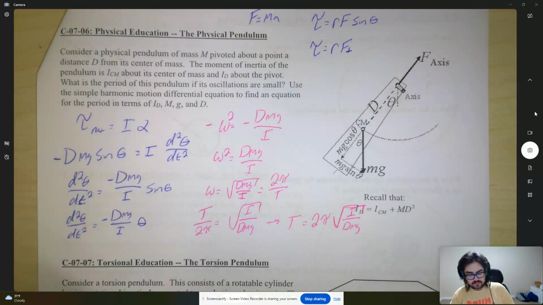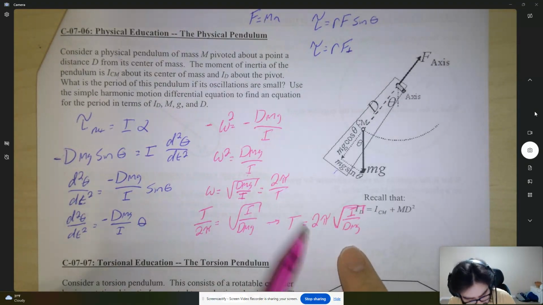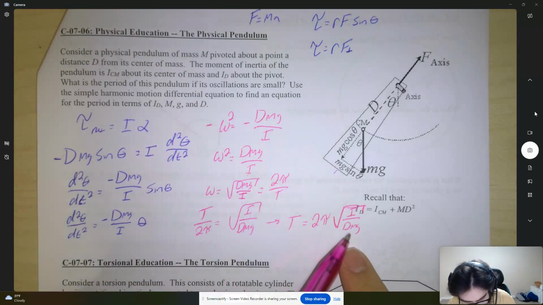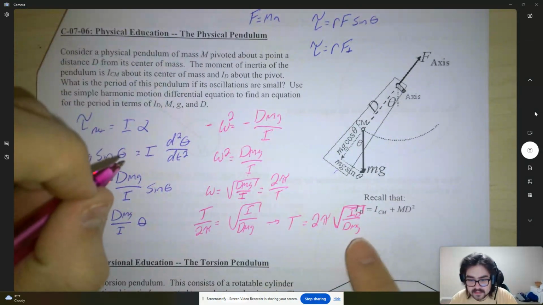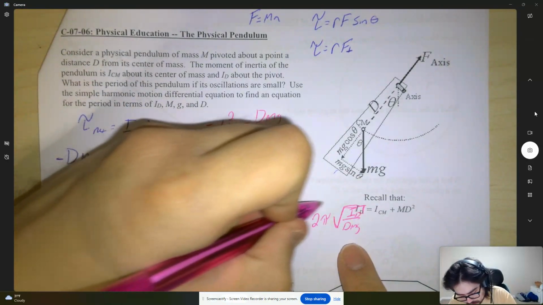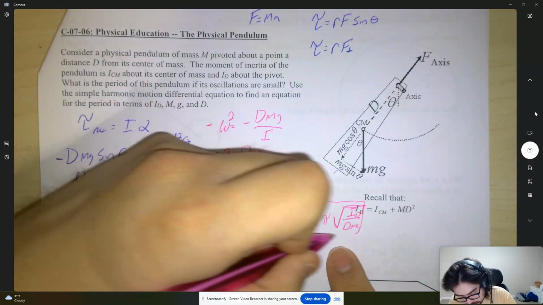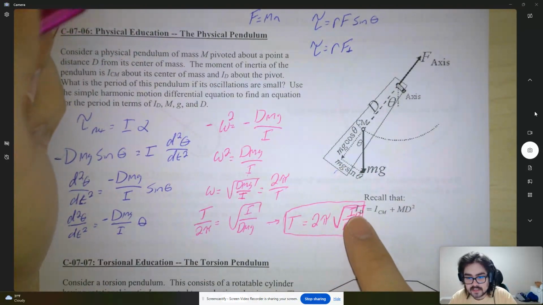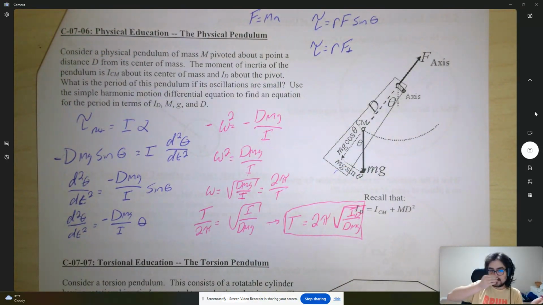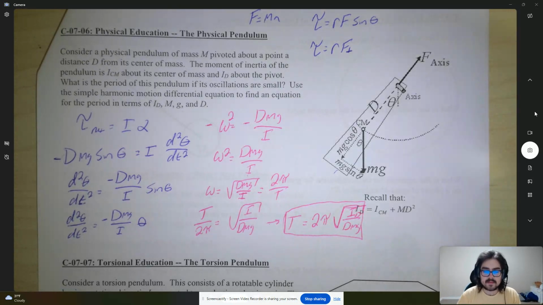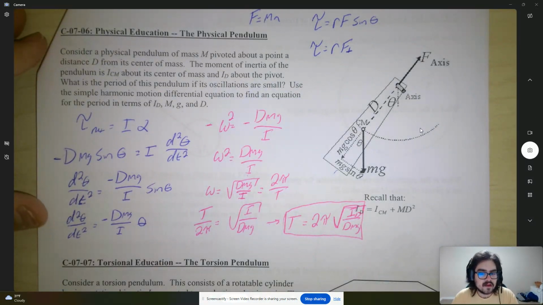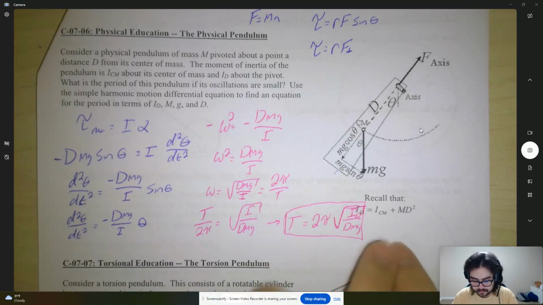That should be it, really. D, M, G. Okay, good. And I guess this would actually be I sub D, the moment of inertia for this. You just have to remember the parallel axis theorem, which is that at some distance from the center of mass, you have a different rotational inertia than you do at the center of mass, and that depends on the object.